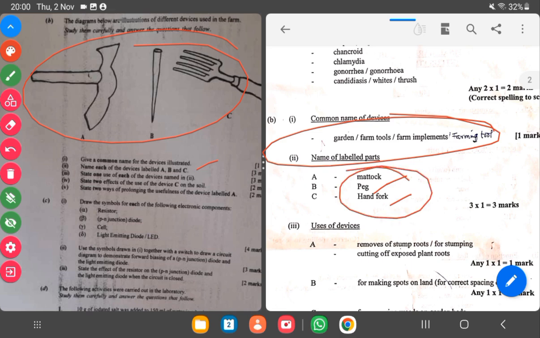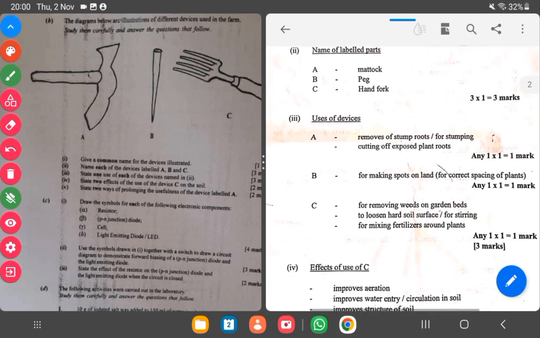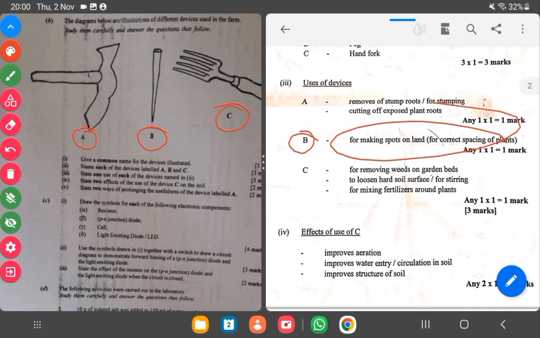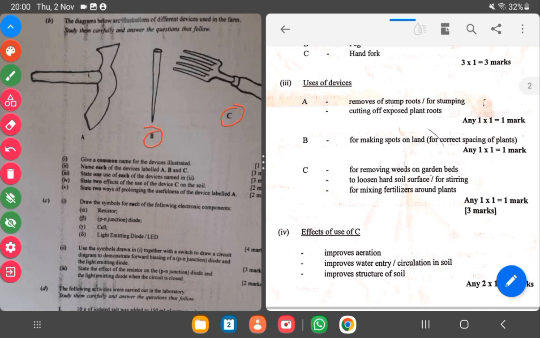Then the II had to do with individual name. Then the II is asking for the use of each of them. So one thing you should know about answering of questions like this is you use the alphabets that were used to identify them, not the actual name of the tools. So A, which is a mattock, the use is given. B, which is a peg, the use is given. So don't worry yourself writing the name again. Just use the identification alphabet that we use to identify them.